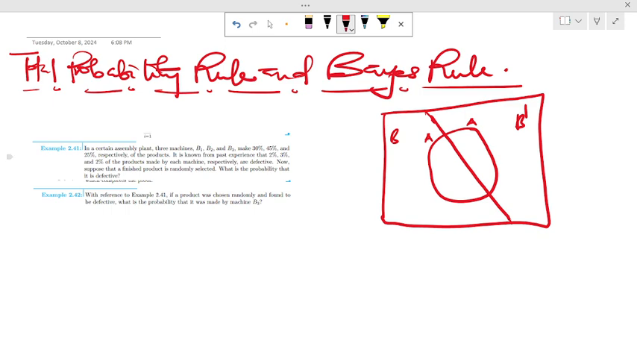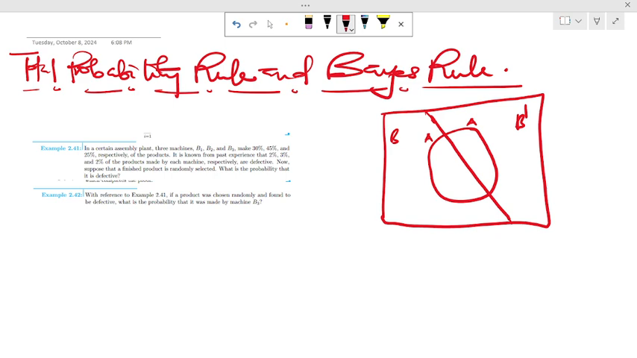Let's move into this concept. So I'm going to use a Venn diagram, as I said. So suppose we have two events, right? A and B, and also B prime, right? B prime is the event where B will not occur, right?